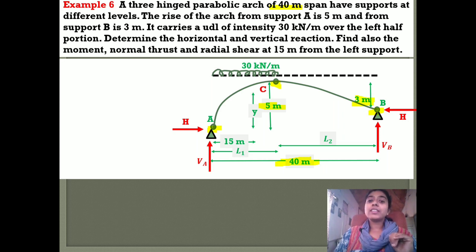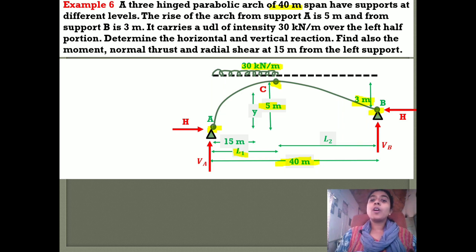Now, it carries a UDL of intensity 30 kilonewton per meter over the left half portion. See, the left half portion means it is between the first 2 hinges, that is between A and C. So between A and C, that is for the distance of L1 meter, it carries a UDL of 30 kilonewton per meter.